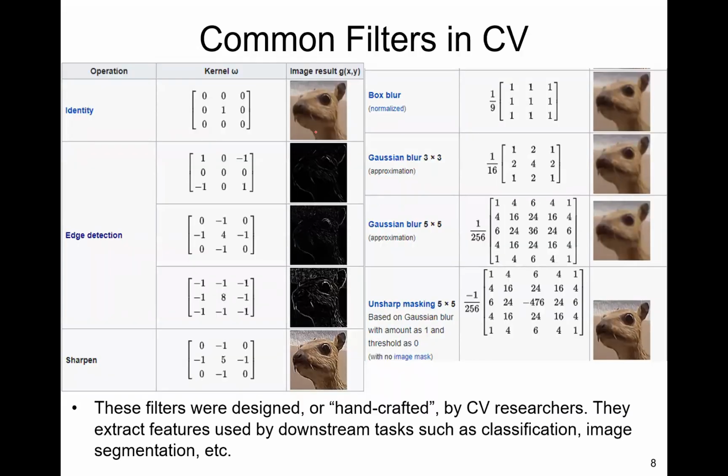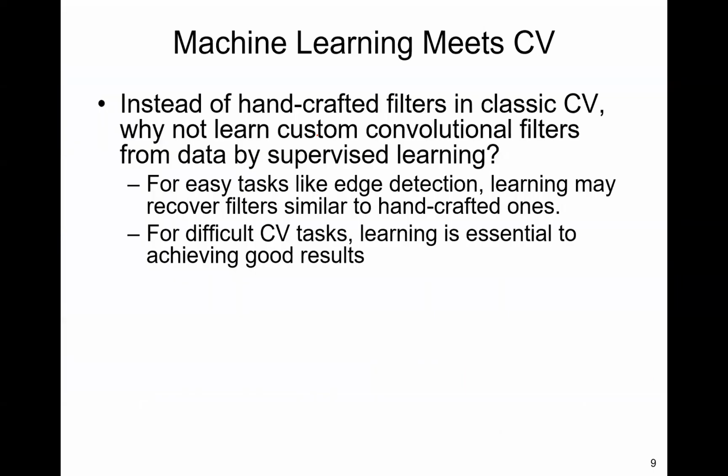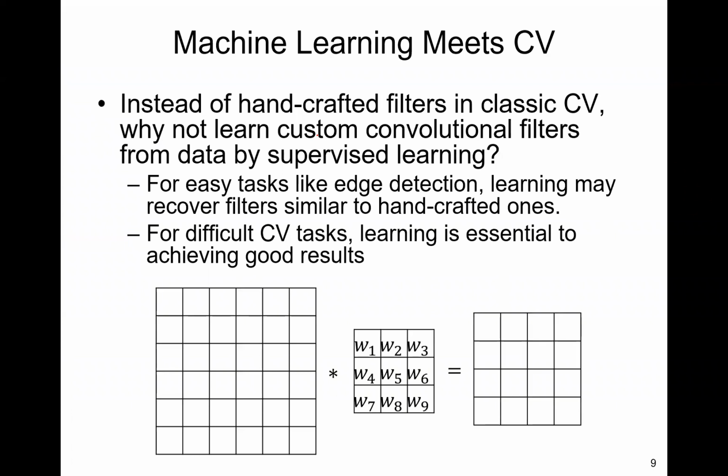So there are a lot of filters developed over the years by computer vision researchers for extracting various types of features. These are so-called handcrafted features. But in machine learning, especially convolutional neural networks, the goal is to replace the handcrafted features with learned features, learned filters. So instead of specifying the weights for the filter, you specify them as variables to be learned, parameters to be learned by training the neural network.